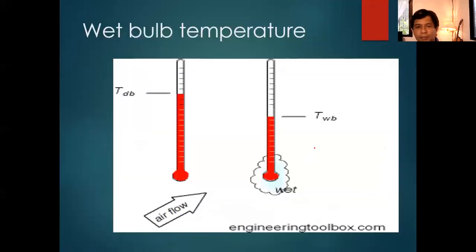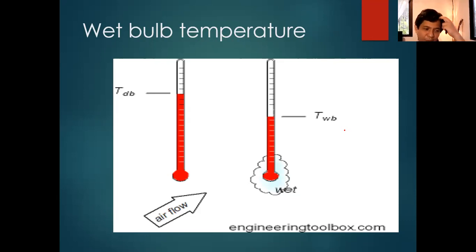Okay, so we have here two thermometers. The simple thermometer will measure the dry bulb. The dry bulb is the actual temperature of air. You have the airflow here, and you have a thermometer. So the simple thermometer will measure the dry bulb, or the actual temperature of air. Now, if we place wet cotton on the tip of the thermometer so that when air passes through this thermometer, it becomes saturated with water, the temperature measured is called the wet bulb temperature.